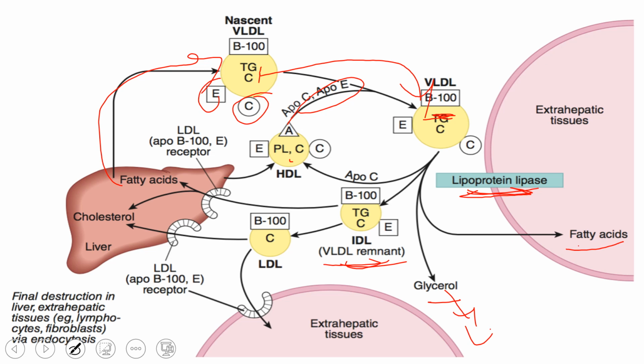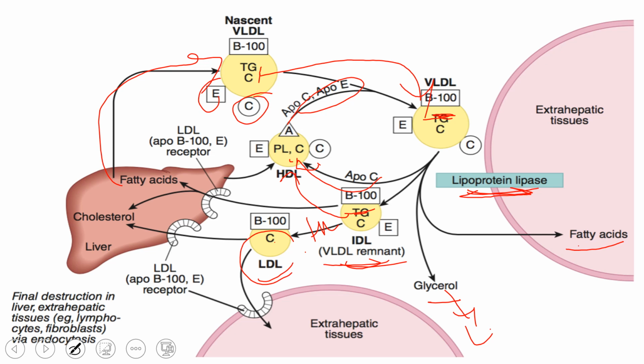This IDL loses its ApoC, which goes to the HDL, and hepatic lipase works on the remaining triglycerides and metabolizes them, so no triglyceride is there, and Apo is also going back to the HDL. The remaining is only cholesterol, very little triglyceride, and B100 only. So that is called LDL.